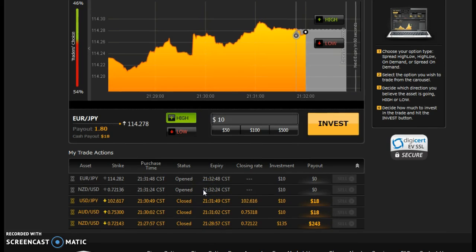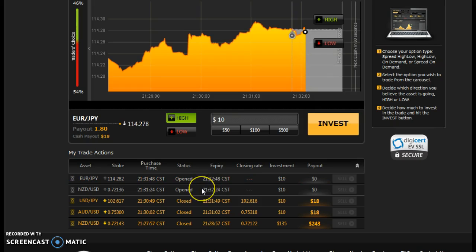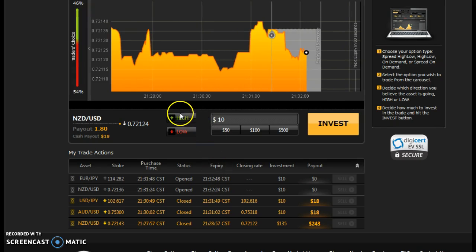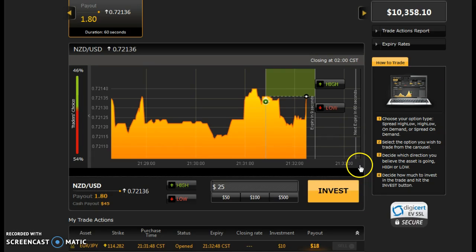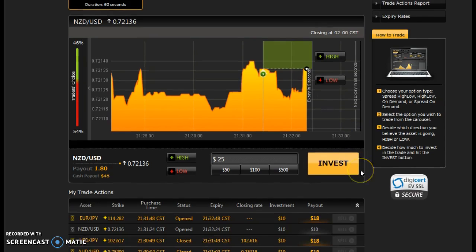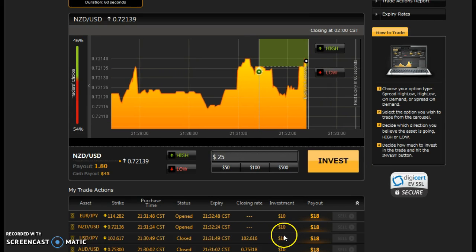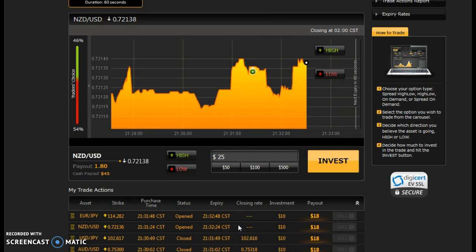USD JPY in the money, as well as AUD. CLN USD is out of the money. So let's look for a, oops, sliding into the money. No need for re-entry on that one. Those two, in fact. Glad I didn't get in the re-entry on that one.